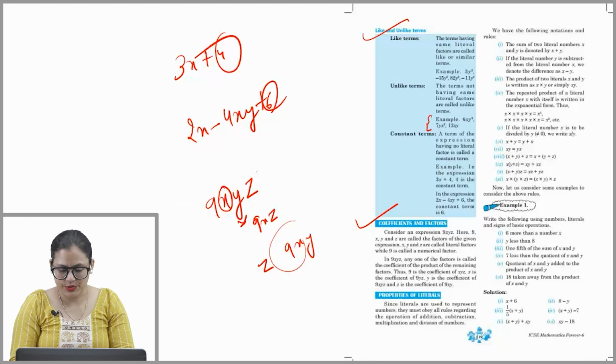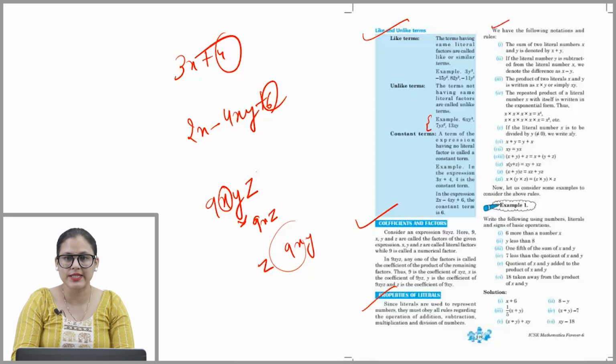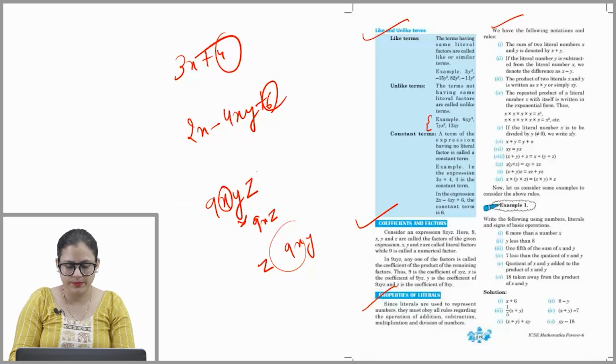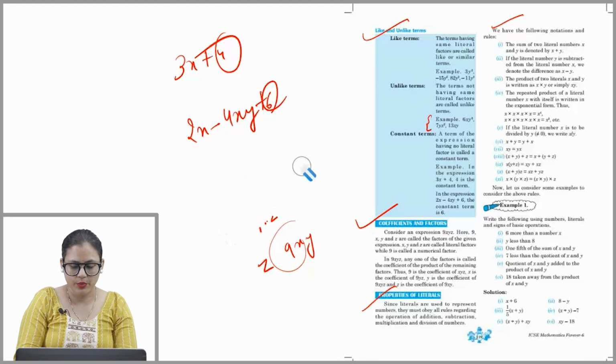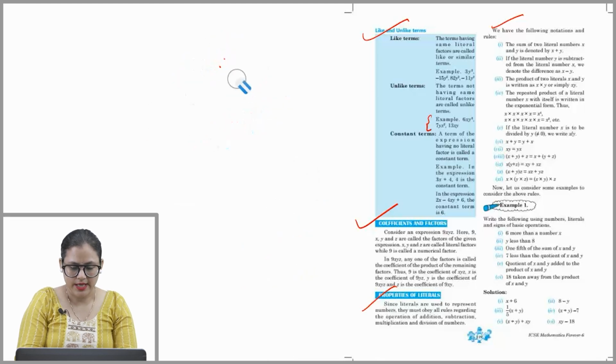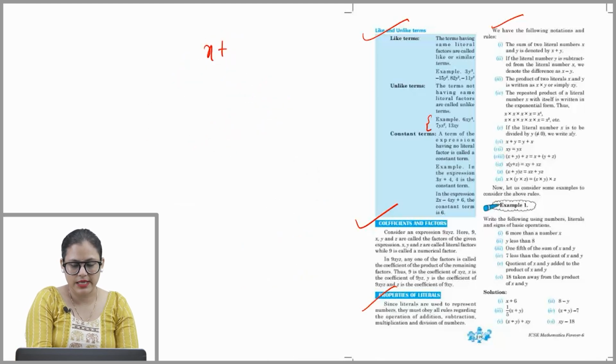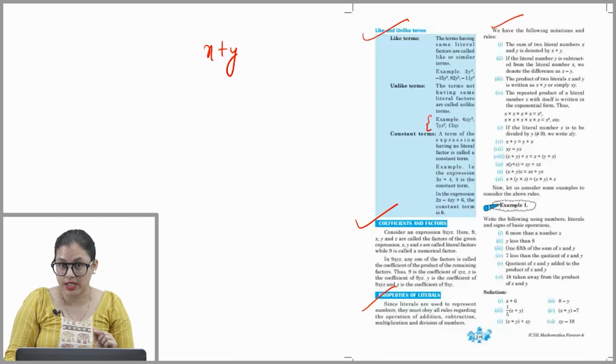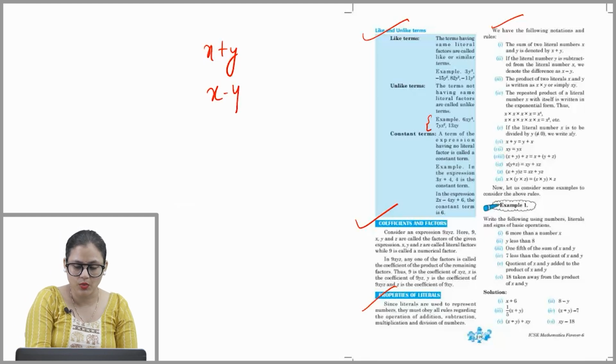Right? Properties of literals. Since literals are used to represent numbers, they must obey all rules regarding the operations of addition, subtraction, multiplication and division of numbers, right? So we have the following notations and rules. Number 1, the sum of two literal numbers x and y: we have two literals and the sum of these two literals is x plus y. 2, if the literal number y is subtracted from the literal number x, we denote the difference as x minus y.